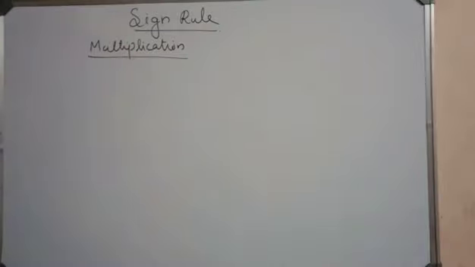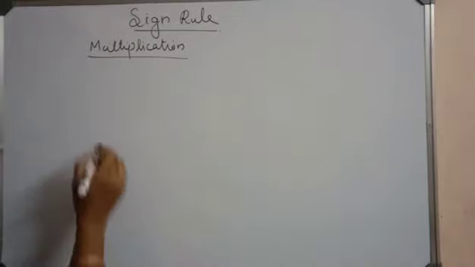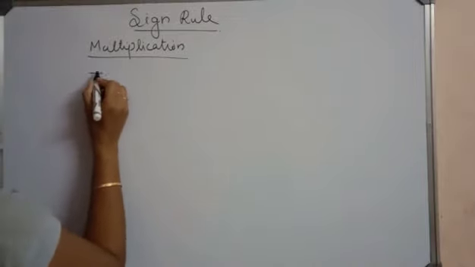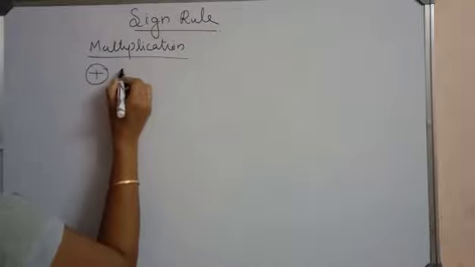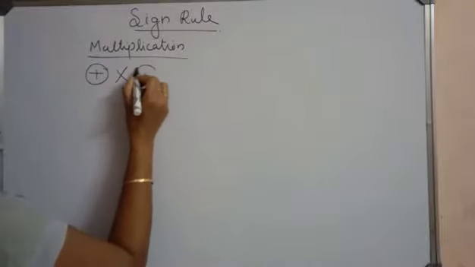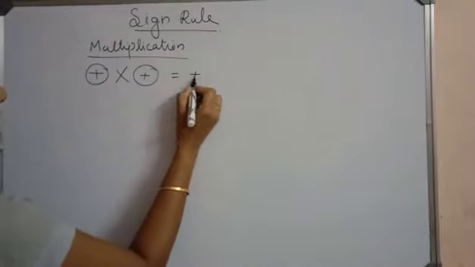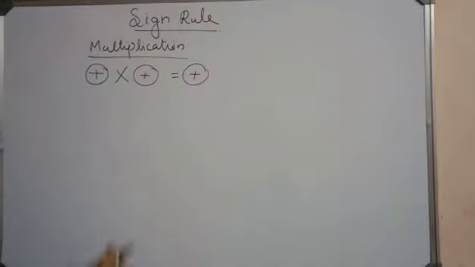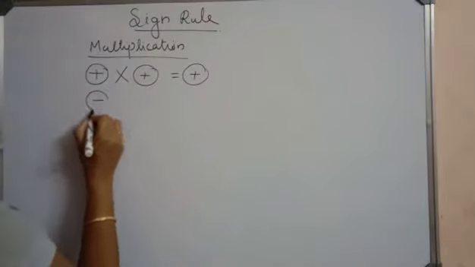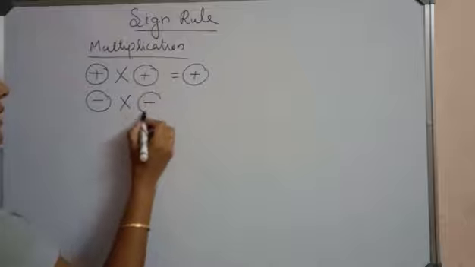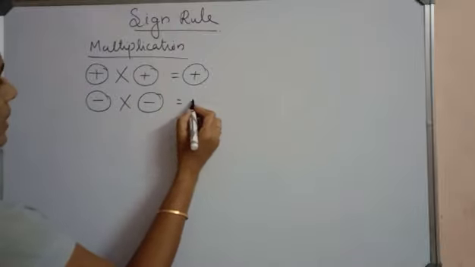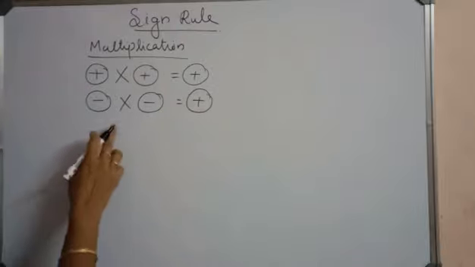See, whenever you're multiplying two numbers with different signs, what happens? The first rule says that when you are multiplying a positive number with another positive number, your answer will be positive. This is the first rule. And whenever you are multiplying a negative number with another negative number, you will again get a positive number. This is the second rule.